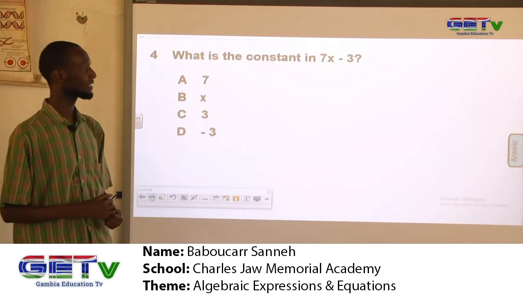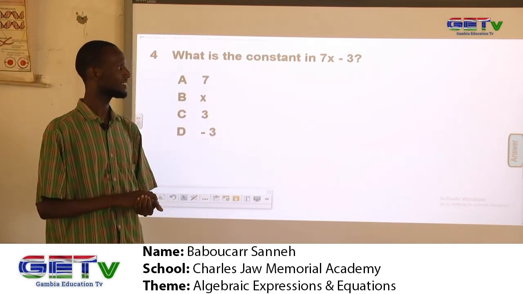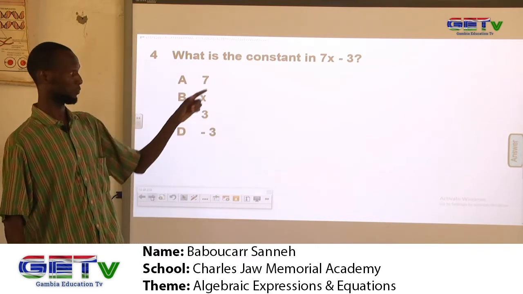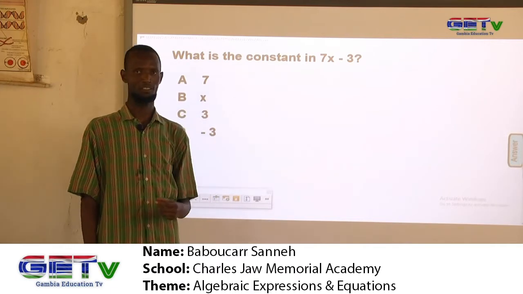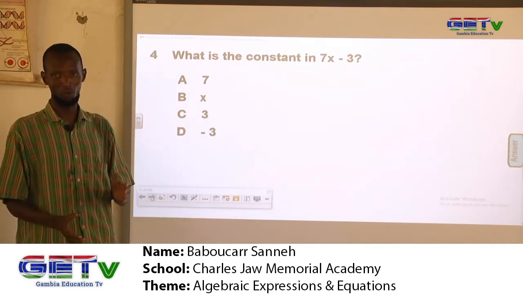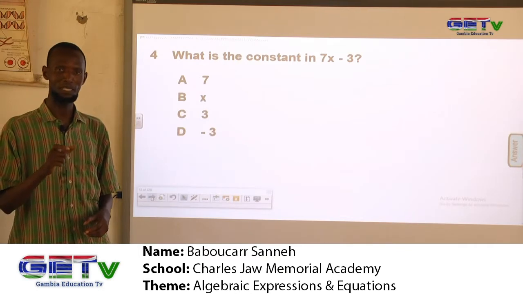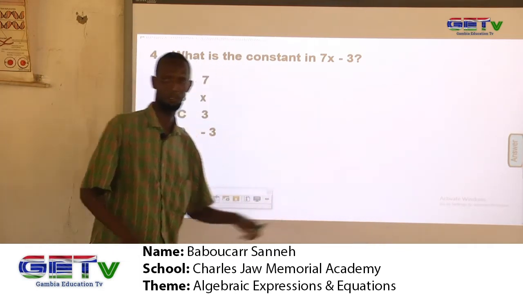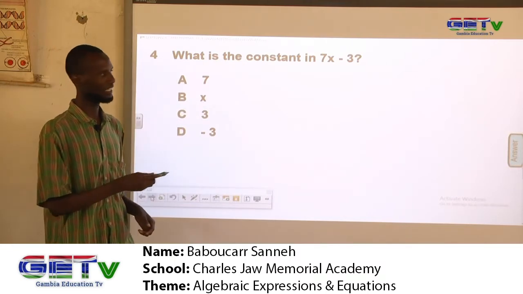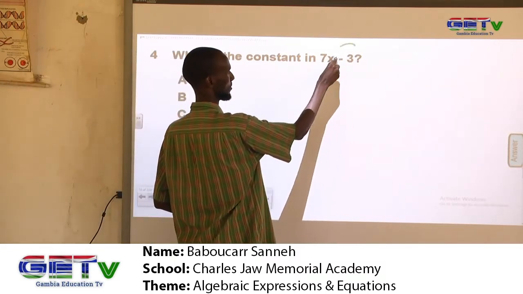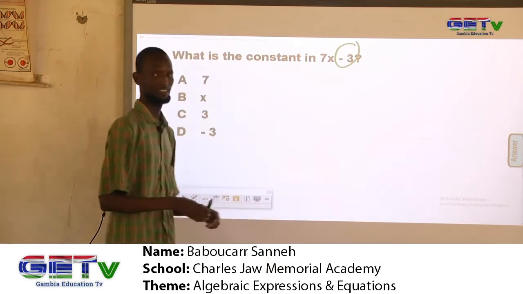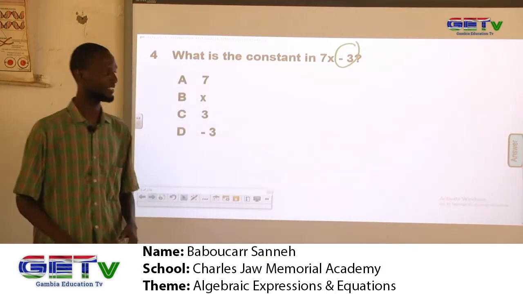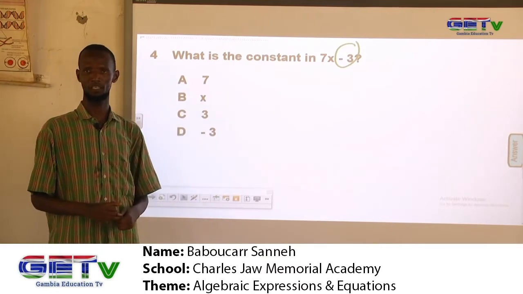Now, what is the constant in 7x minus 3? This is one area we need to be careful with. We are looking for the constant. We know the constant is the number that stands alone. That we know. But what we can easily miss is that the constant here is actually all of this, the negative sign included. So 3 would not be correct. Instead, the correct answer would be negative 3.